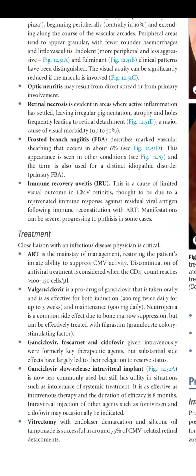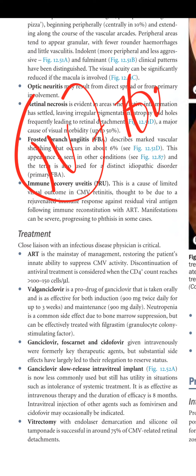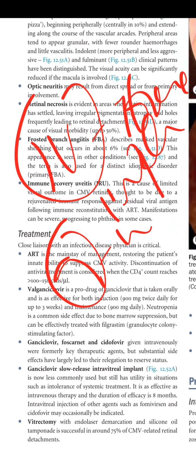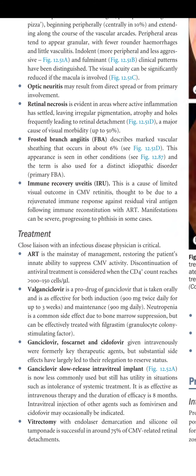Next, another option is ganciclovir, foscarnet, and cidofovir given intravenously, which were formerly key therapeutic agents, but substantial side effects have largely led to their relegation to reserve status. Then there is the ganciclovir slow release intravitreal implant. So basically you can also give intravitreal ganciclovir implant, effective for almost 9 months. It is now less commonly used, but it still has utility in situations such as intolerance to systemic treatment. It is as effective as intravenous therapy, and the duration of efficacy is 8 months.